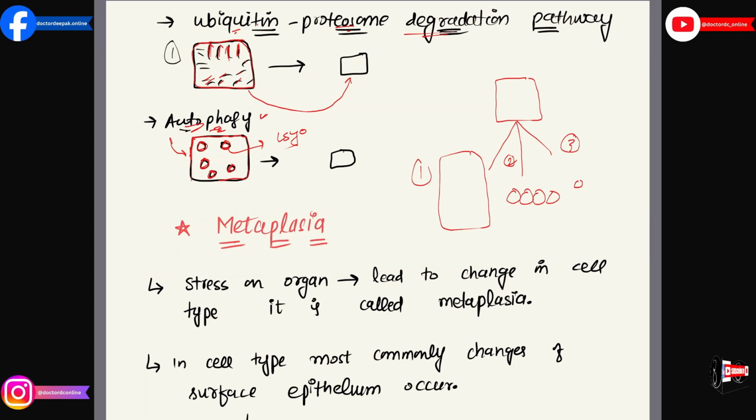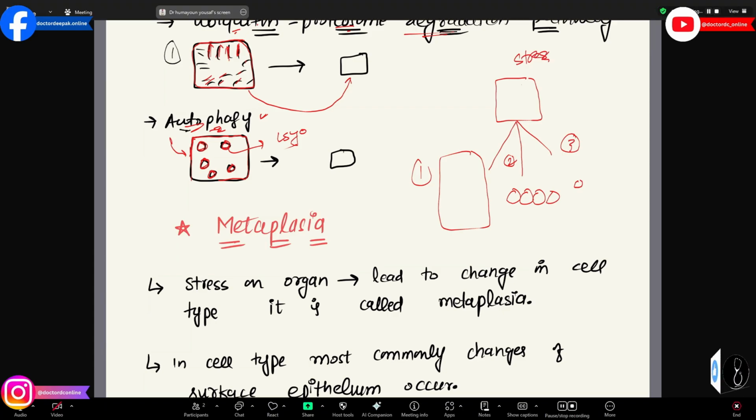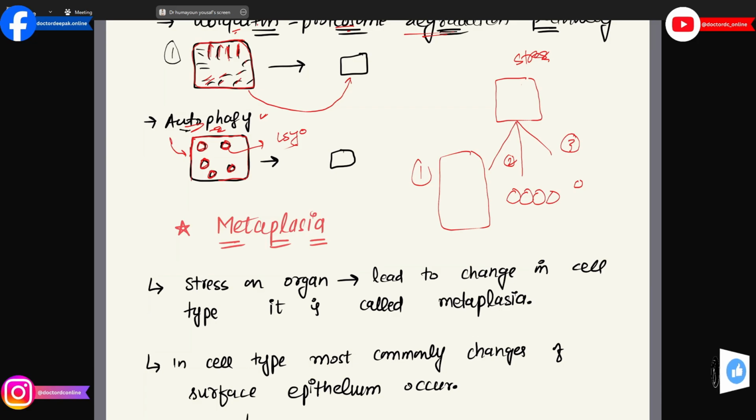So let's suppose if I put a stress on this cell, it has to undergo different kinds of changes, or we can say different kinds of growth adaptation. Suppose I put a stress on this cell, and this cell undergoes growth adaptation and increases its size. So this is called hypertrophy. Hypertrophy simply means increase in size of the cell.